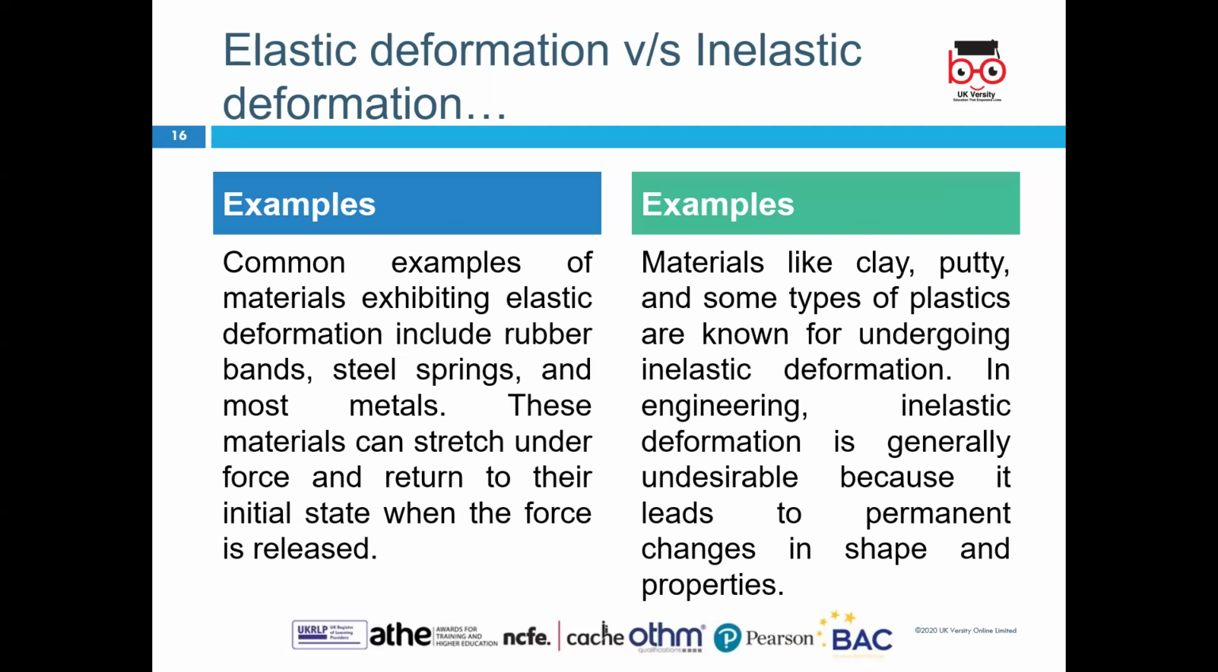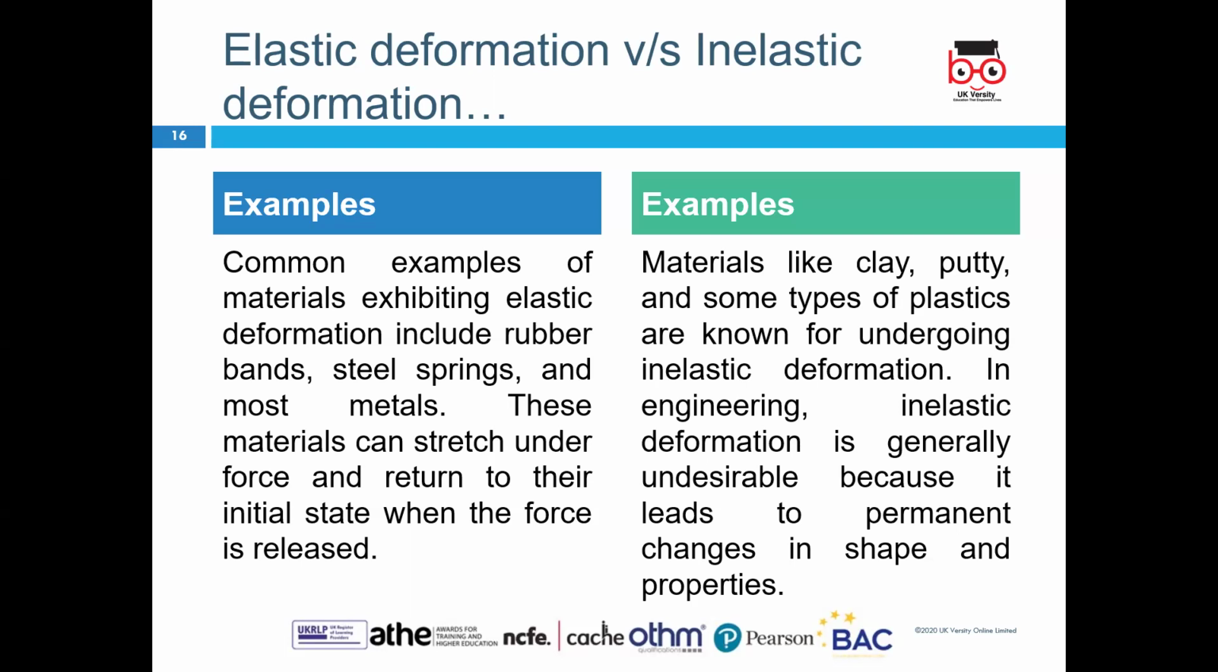Next we look into the examples of elastic deformation and inelastic deformation. In the case of elastic deformation, the examples include rubber bands, steel springs, and most metals. These materials can stretch under force and return to the initial state when the force is released. Whereas materials like clay, putty, and some other types of plastics are known for undergoing inelastic deformation. In general engineering, inelastic deformation is undesirable because it leads to permanent change in shape and properties.